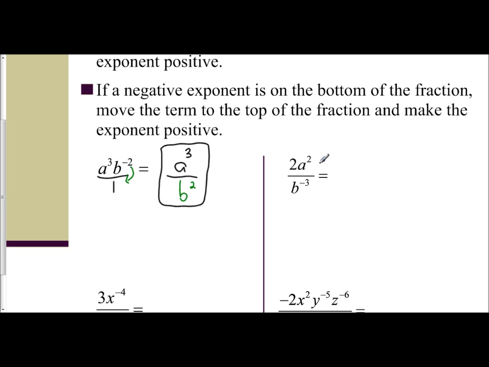And I could try it in this example, 2a squared over b to the negative third. So the 2a squared is perfect as is. There are no other bases like the a, and there's no coefficient to simplify with the 2. But I see my b to the negative third. And so since I have a negative, that means my position for this term is wrong. It needs to be on the other side of the fraction. And so I'm going to move it to the top and make it positive.